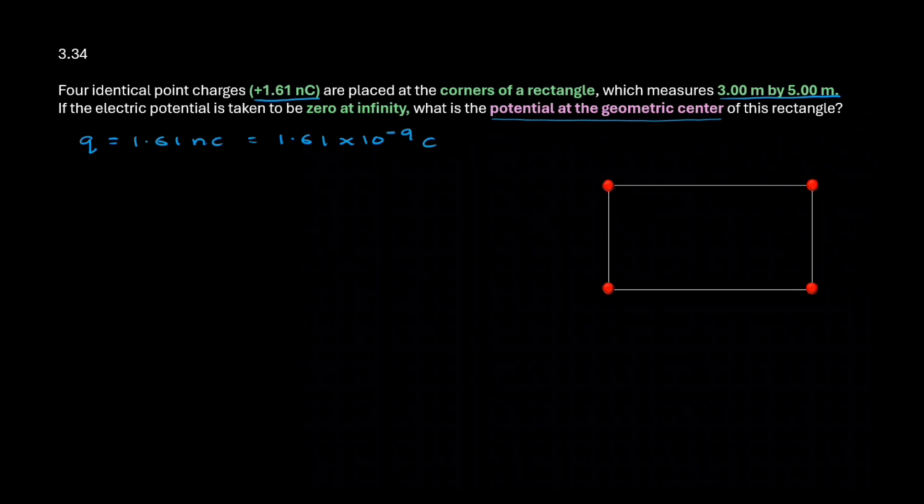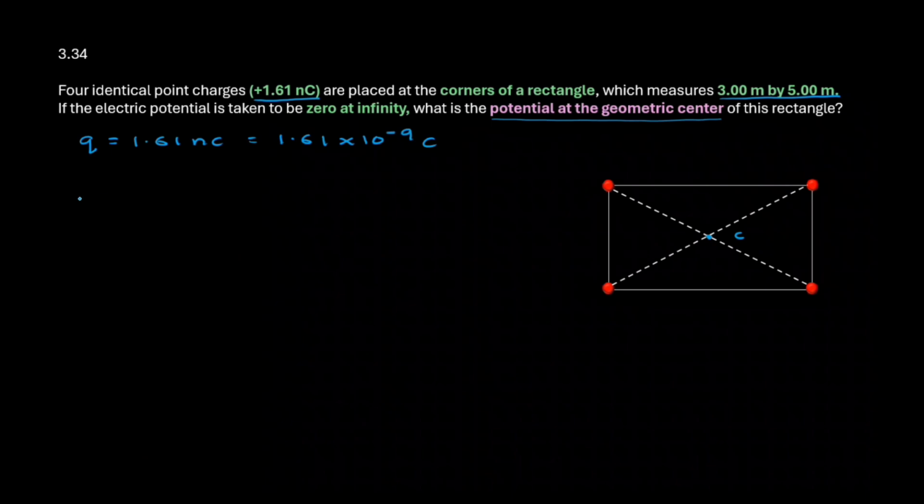The geometric center of the rectangle lies at the intersection point of its diagonals. So if I were to sketch the diagonals for my rectangle, the intersection point will give me my geometric center C. We need to find electric potential at this point C because of the four charges.